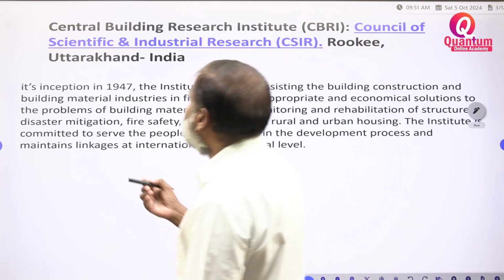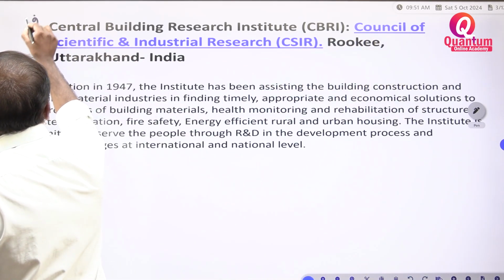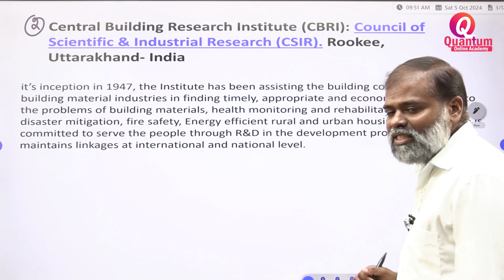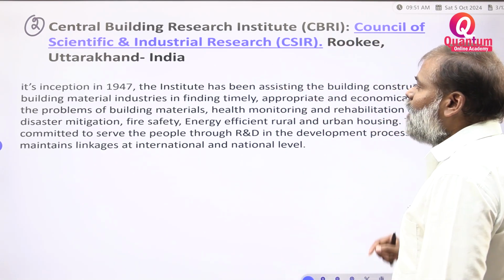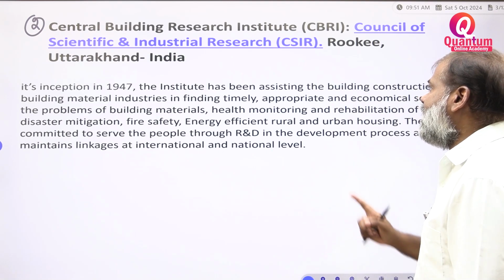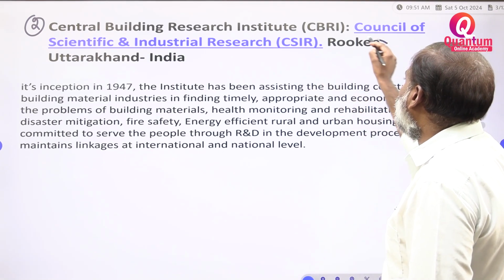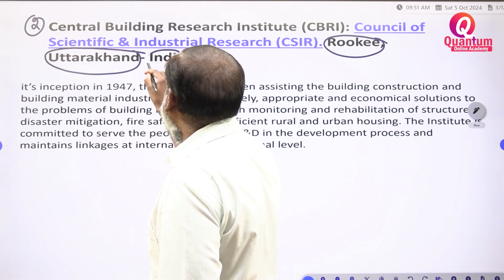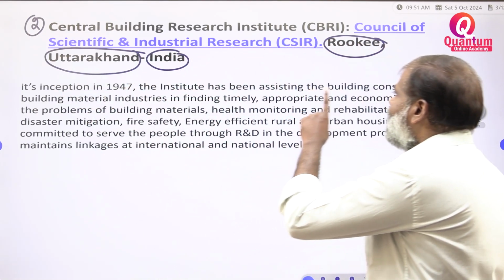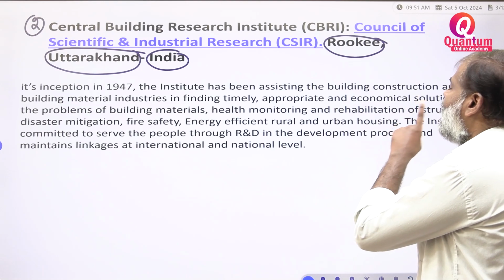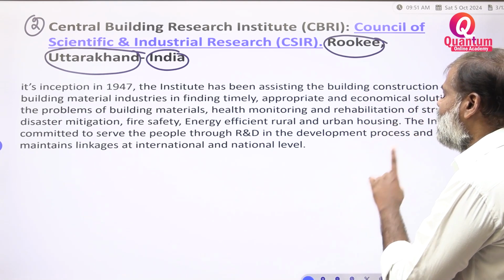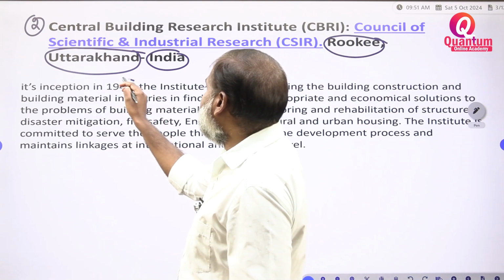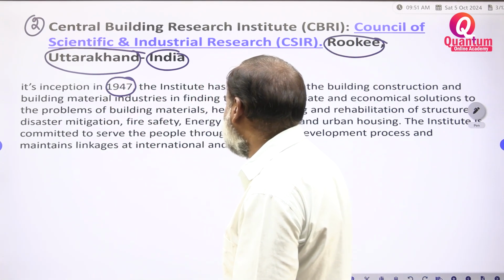The second institute is the Central Building Research Institute, a CSIR laboratory, Council of Scientific and Industrial Research laboratory, in Roorkee, Uttarakhand, India. Central Building Research Institute, that is CBRI, Council of Scientific and Industrial Research, Roorkee in Uttarakhand. This institute was started in 1947.